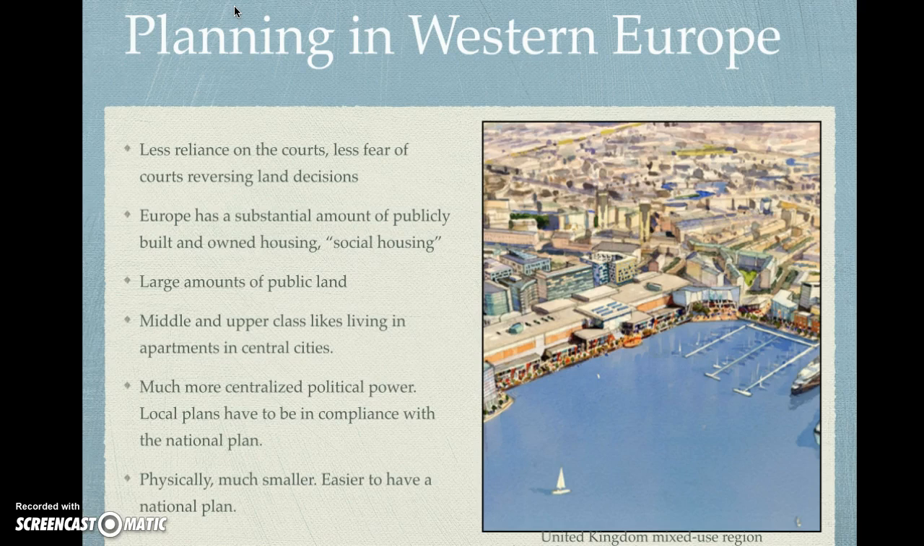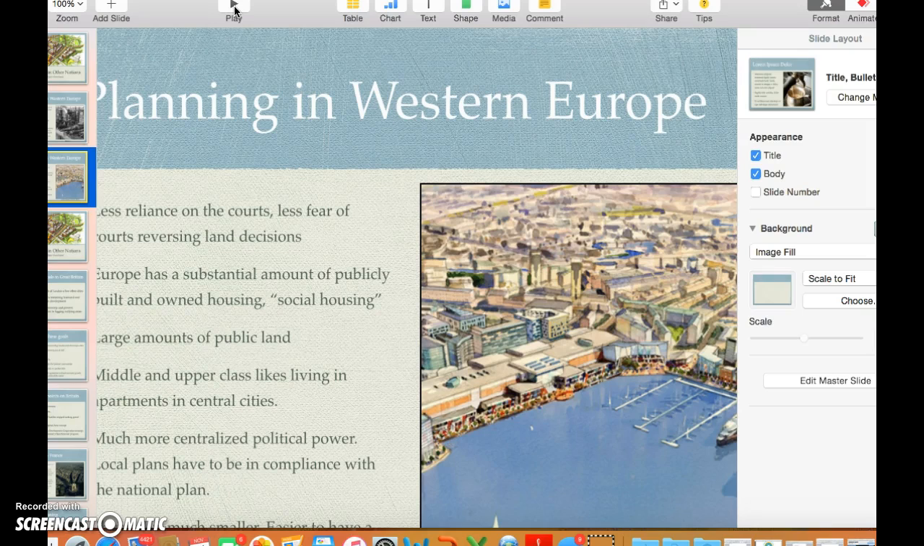But in Europe, you see that. Part of it is because it's physically much smaller, so it's easier to have a national plan that governs all the other local plans. So those are some of the big differences in comparing the US to Western Europe, and all these different forces that would have made urban planning different in other nations. In the next presentation, we'll look at a couple of different cities in Europe and what their planning goals are.